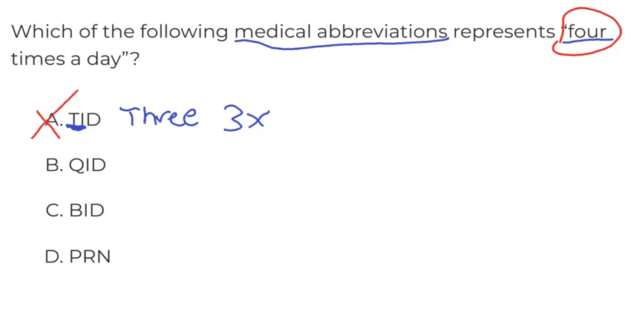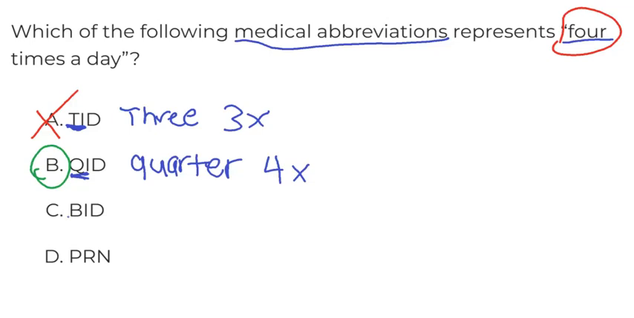Moving on to choice B, QID. If you think of Q like a quarter, Q is the first letter of quarter, you can remember there's 4 quarters in a dollar, 1/4 is a quarter. So that could help you remember that QID means 4 times a day. And so we'll go with choice B, QID meaning 4 times a day, but let's look at the other options.